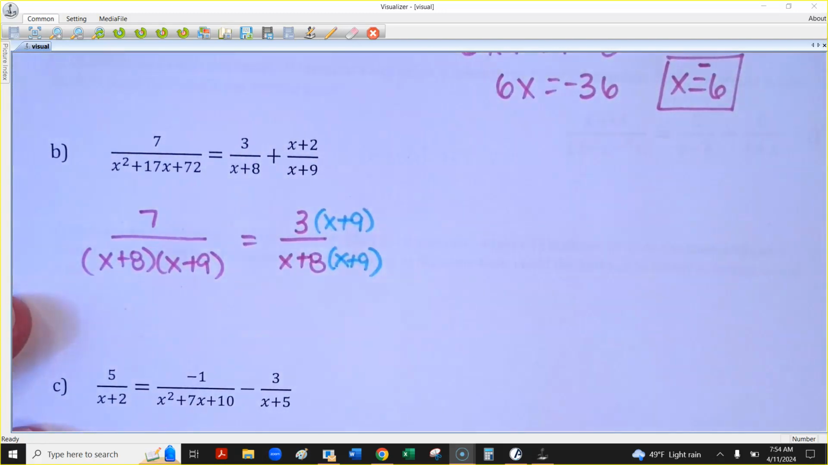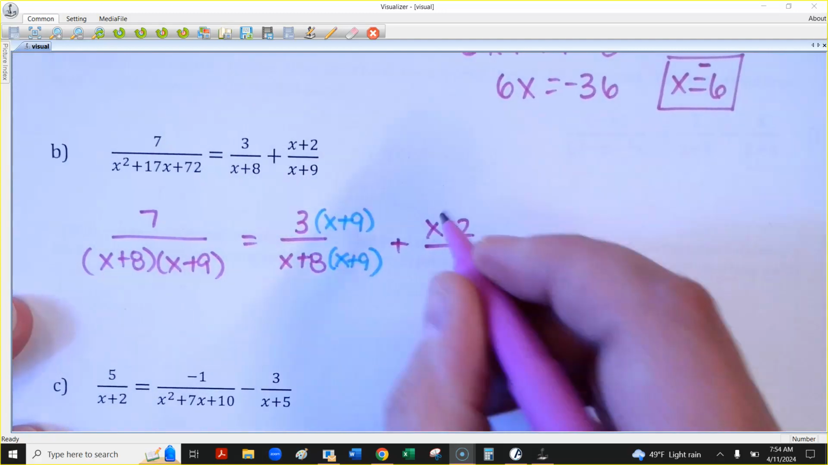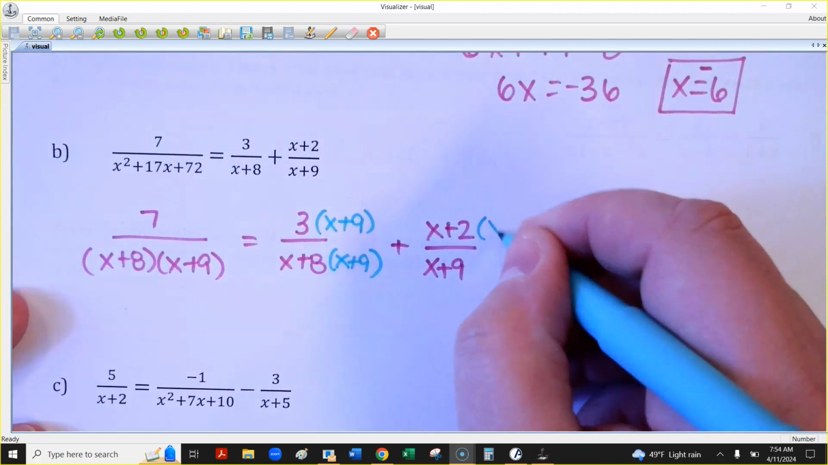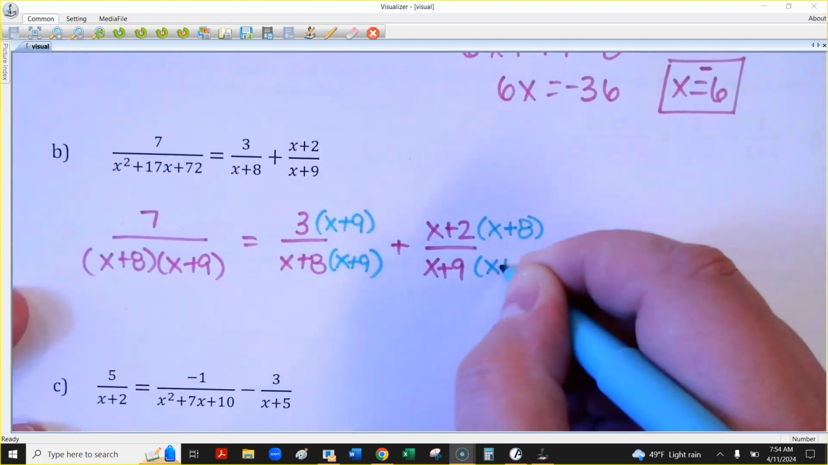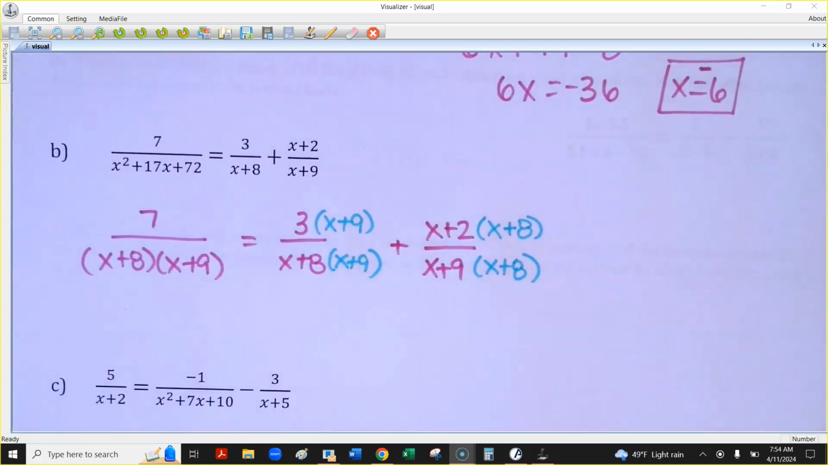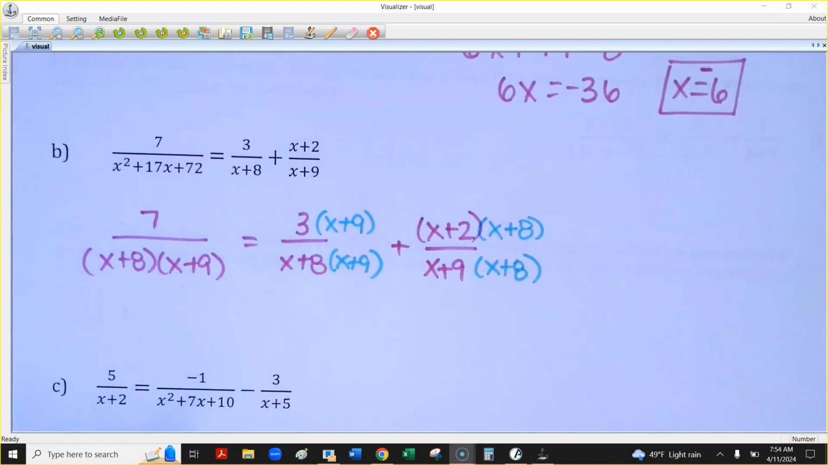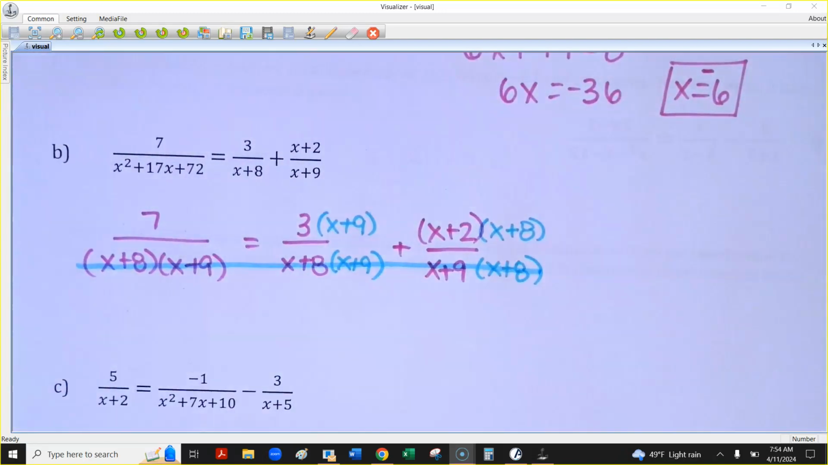And my other fraction, we had x plus 2, and we had an x plus 9, so that one, to make a matching denominator, is missing an x plus 8. Now, this one is obviously a little trickier because on the top of this fraction, I'm going to have to do a FOIL because I've got an x plus 2 times that x plus 8. But if I make all those denominators match, we don't have to worry about that.